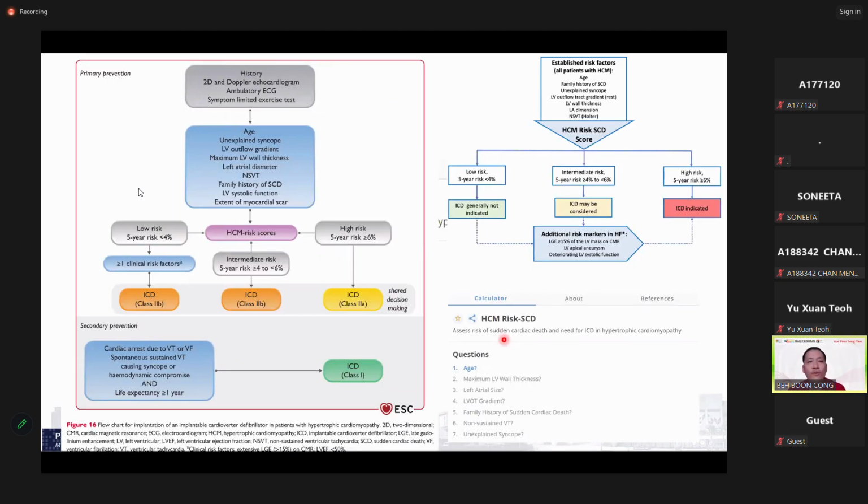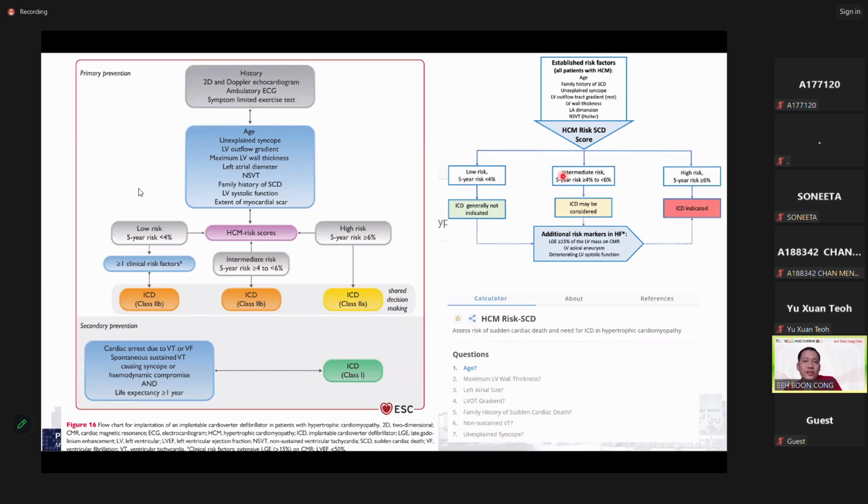Okay, so for hypertrophic cardiomyopathy, you need the scoring for them, whether they need to be on ICD or not. So the scoring, you can use it. It's a calculator. You can put in the parameters, and then it tells you whether the patient needs to be on ICD or can wait.